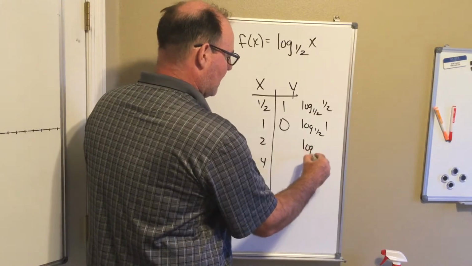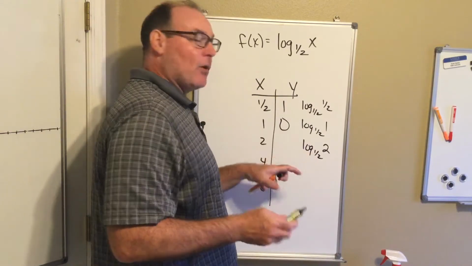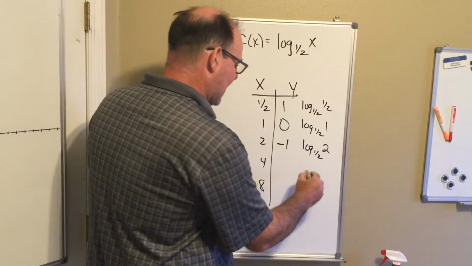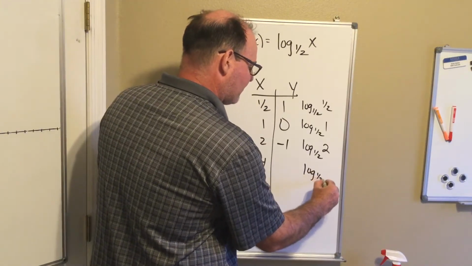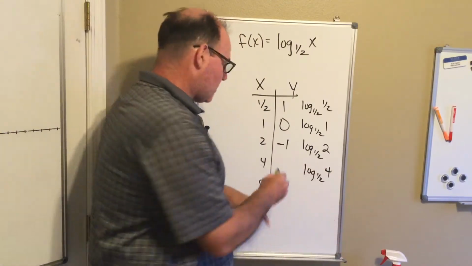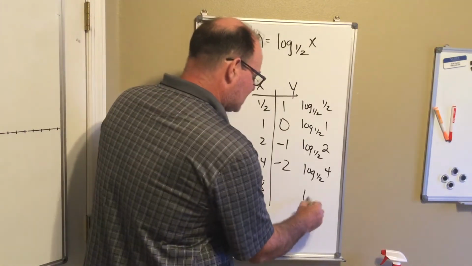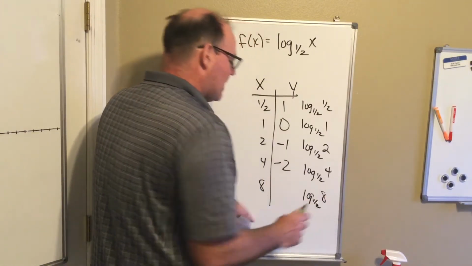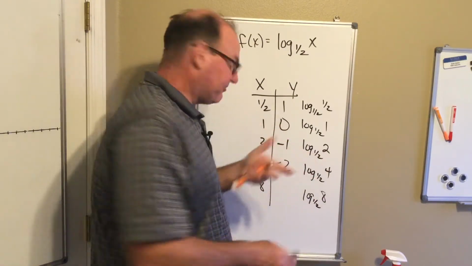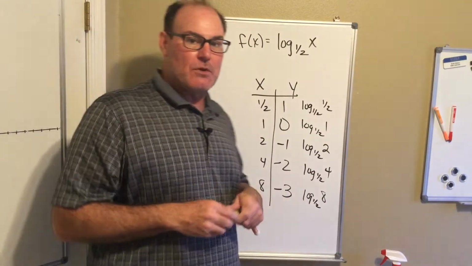And then the log base a half of 2. Well, notice a half to what power produces 2? Well, I've got to flip the base. So -1. And then log base a half of 4. Well, again, I've got to flip, so it's going to be negative, and then 2 times 2 gives 4. And then last one, log base a half of 8. Once again, since my base is a half, in order to produce 8, I've got to flip it, and then 2 times 2 times 2, or 3, is 8. So there are my points.